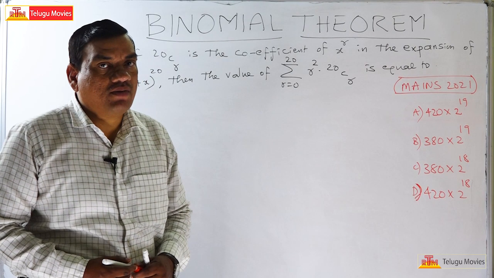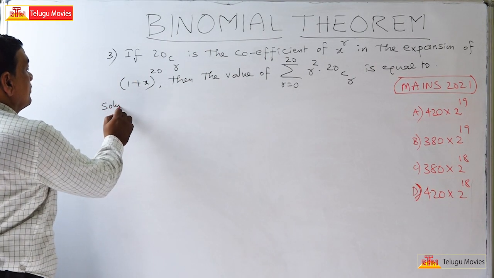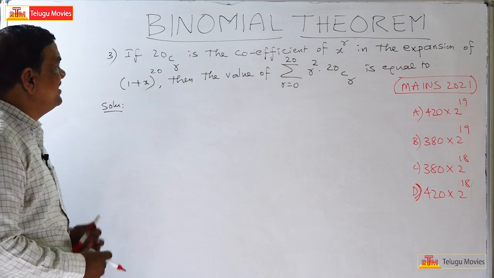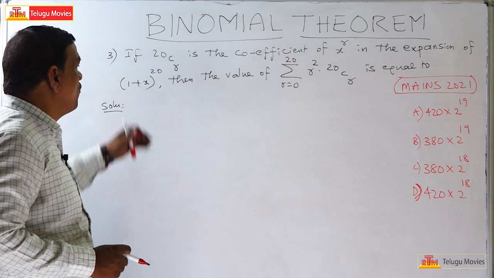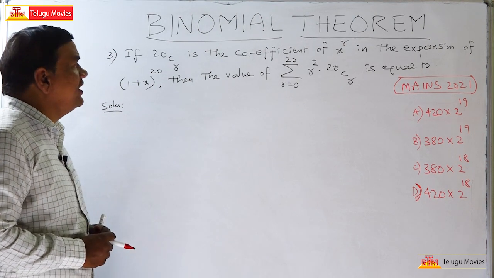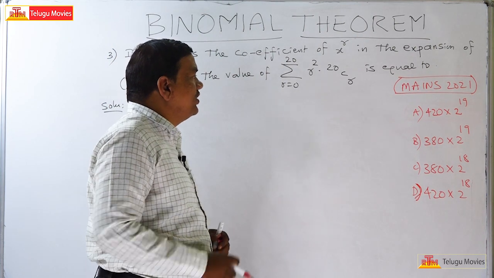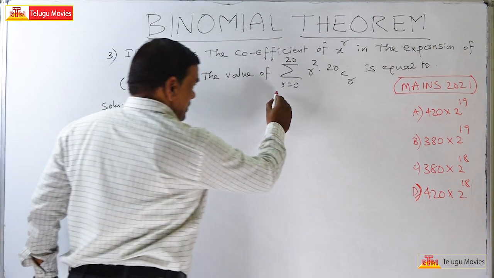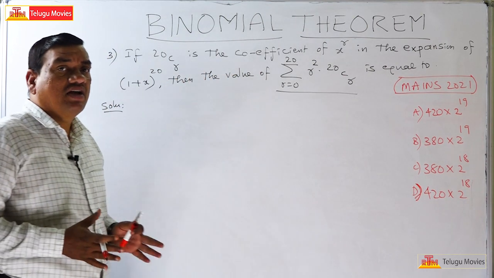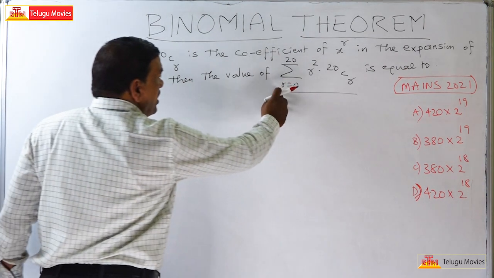Hi students, welcome to this problem. Here the problem is: if 20 cr is the coefficient of x power r in the expansion of (1 plus x) whole to the power of 20, then find the value of sigma r runs from 0 to 20 of r square into 20 cr. Let us first expand this so that we will have clarity on what we have to find out. First put r is equal to 0.